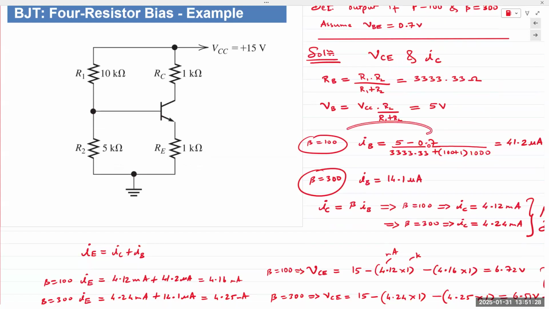Plug in the values into the equation for IB. If beta is 100, we obtain IB as 41.2 microamps. If beta is 300, we obtain an IB value of 14.1 microamps. Note the difference. The higher the beta, the lower the input current. For 100, it's 41.2. For 300 it's 14.1. And this results in an IC value of 4.12 milliamps and 4.24 milliamps.